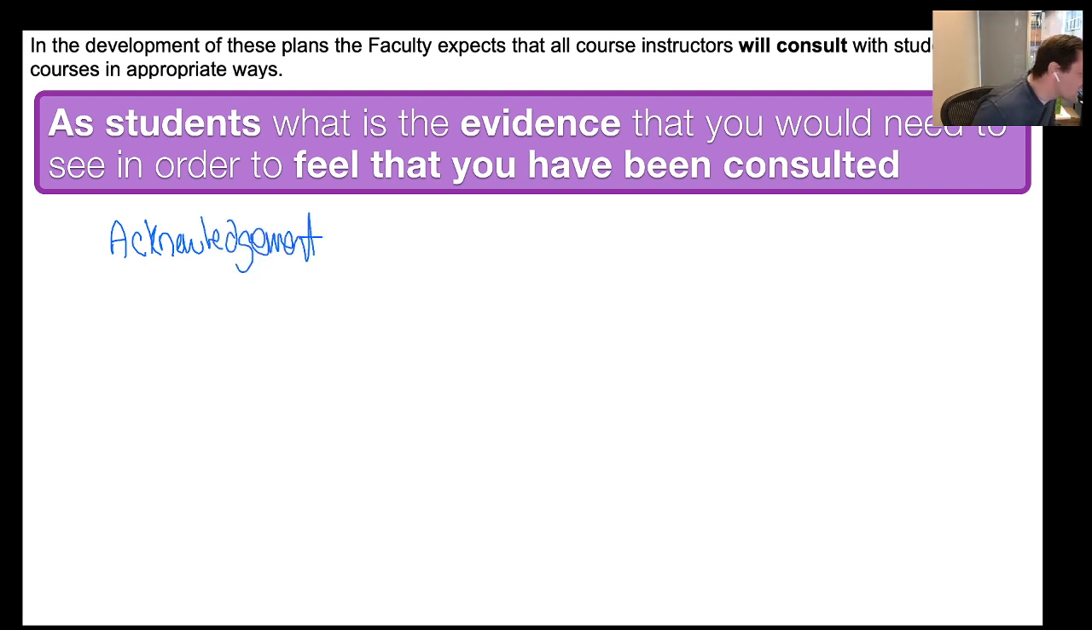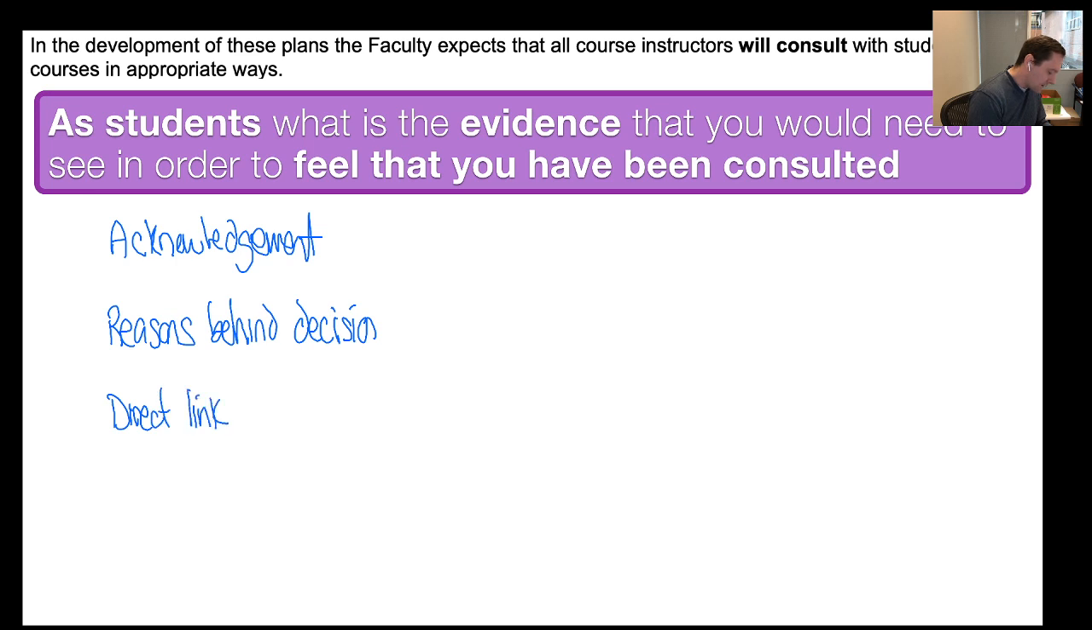Acknowledgement. There's a number of angles to that one. The reasons behind the decision. I think there's an amplification there that we'll talk about in a second. When the solution addresses all the portions, so I'm going to say a direct link to students' concerns or problems. Where we go. Don't move too fast.